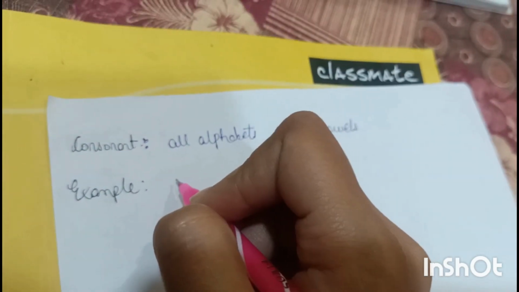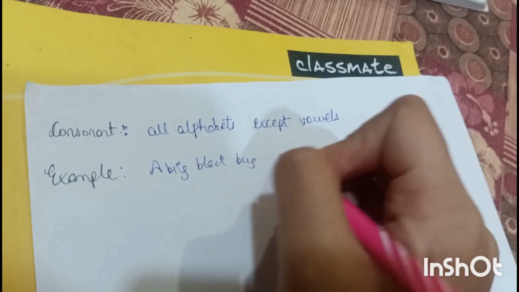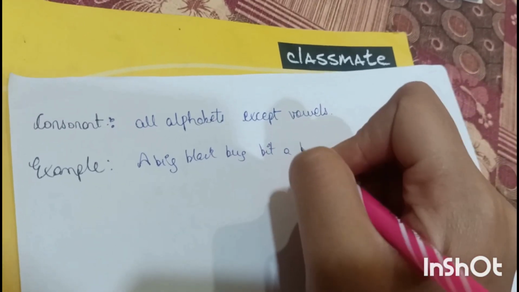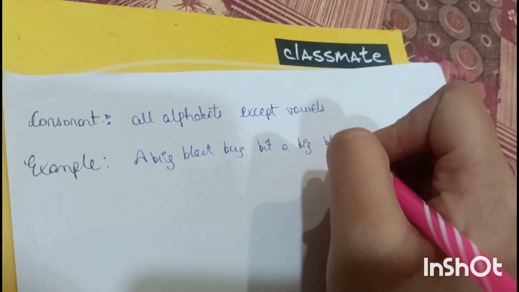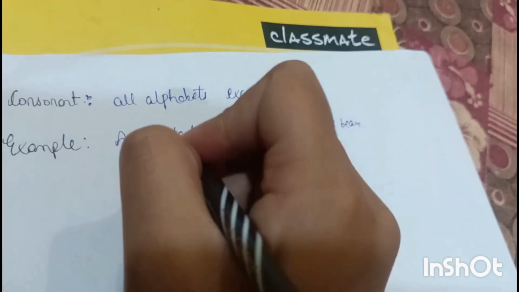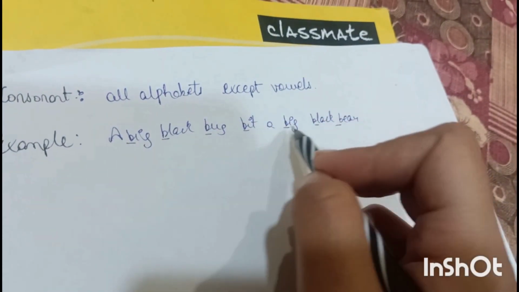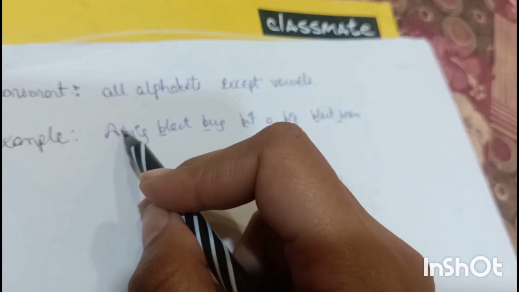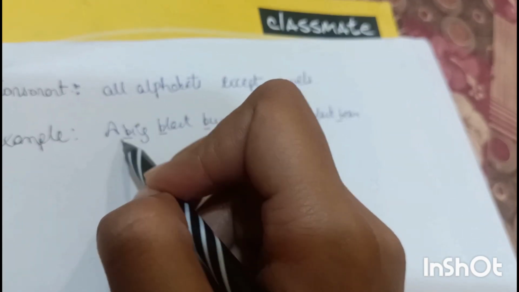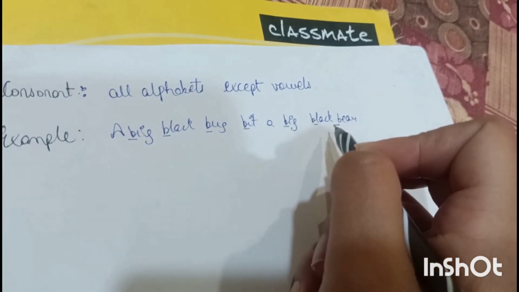Example for alliteration: a big black bug bit a big black bear. So in this you can see that over here B and this B. So these are all consonant. The beginning word of this, big, is B, starting from B, and black starting from B. So this is the example for alliteration.